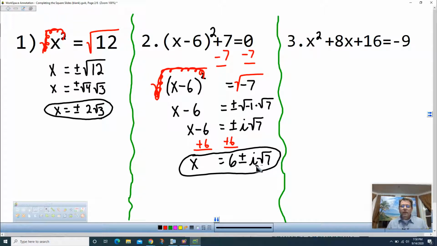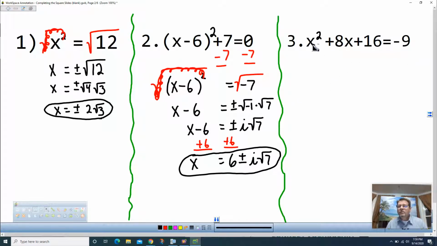Okay, now example 3, I want to do this by square roots as well, but it's not like number 2 where there's a something squared. We've just got the x squared. Well, if I brought the x over, I think that's going to cause me troubles later because you got the square root of x on both sides, all kinds of craziness.